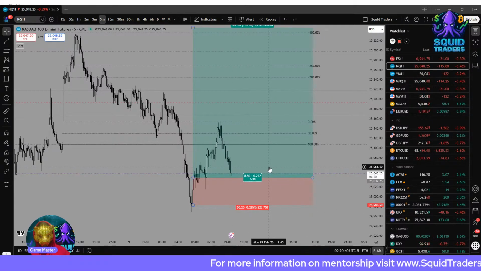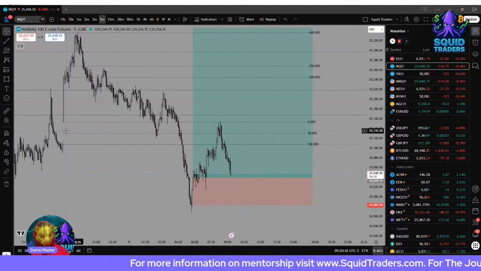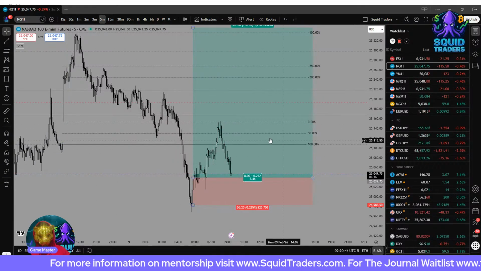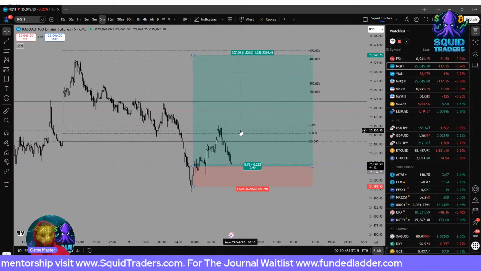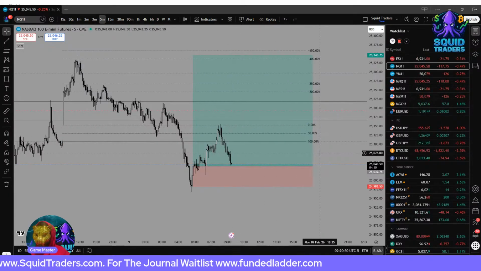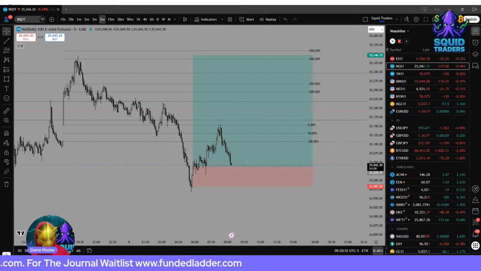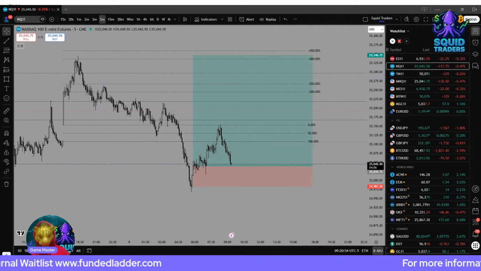Bias for today is very simple. If we stay below the new week opening gap, I'm bearish. If we go above it, I'm bullish. Don't want to complicate it or anything as such. It's just simple bias, simple theory, and I'll see how it goes from there.